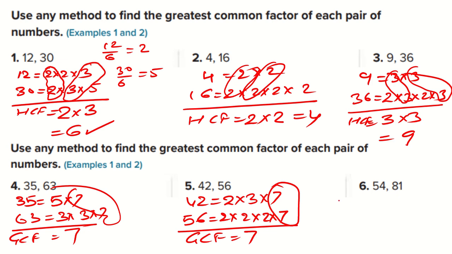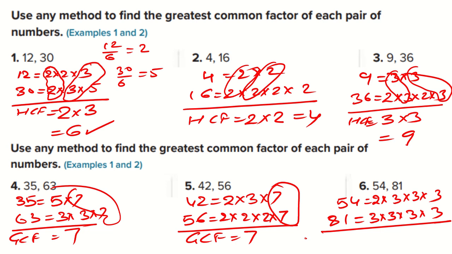7. Now for 54, you can have 2 multiply 3 multiply 3 multiply 3. 81 will be 3 multiply 3 multiply 3 multiply 3. So what will be the HCF here? You see 3 is common, another 3 is also common, another 3 is also common. So 3 times it is common, so its answer will be 27.